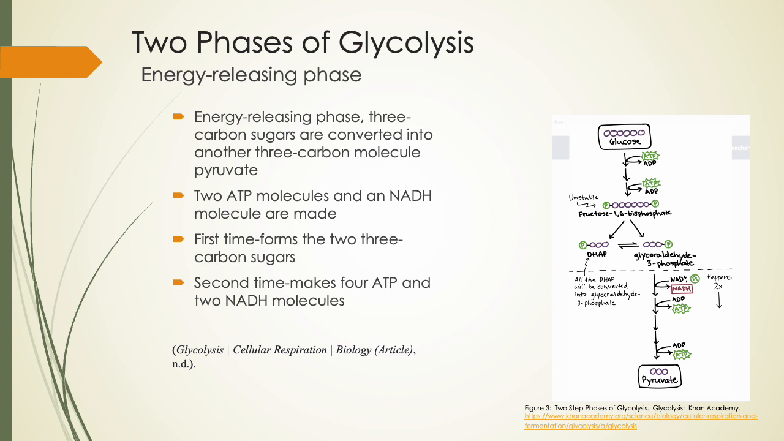In the energy releasing phase, all of the 3-carbon sugars are converted into another 3-carbon molecule known as pyruvate in a sequence of reactions. During these reactions, 2 ATP molecules and an NADH molecule are made, since this is the phase that takes place twice. The first time forms each of the 2 3-carbon sugars, and the second makes 4 ATP and 2 NADH molecules.